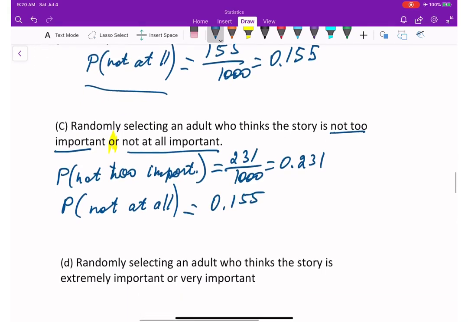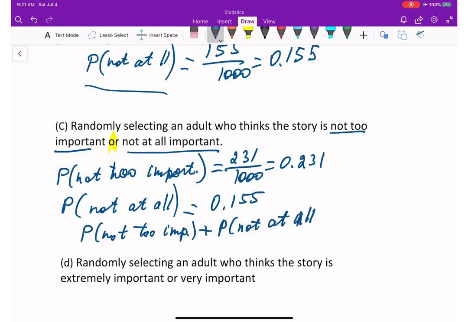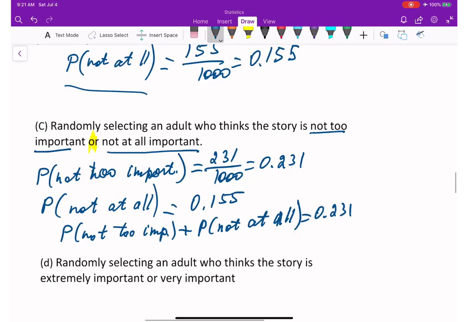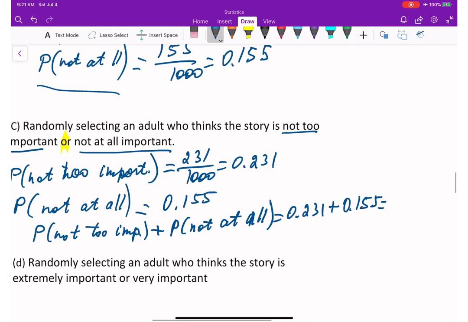So which means, since we have "or", probability of not too important plus probability of not at all important will be 0.231 plus 0.155, and that is equal to 0.386.